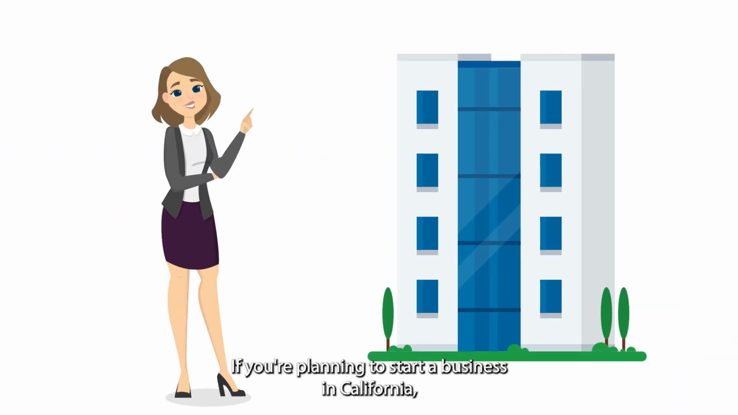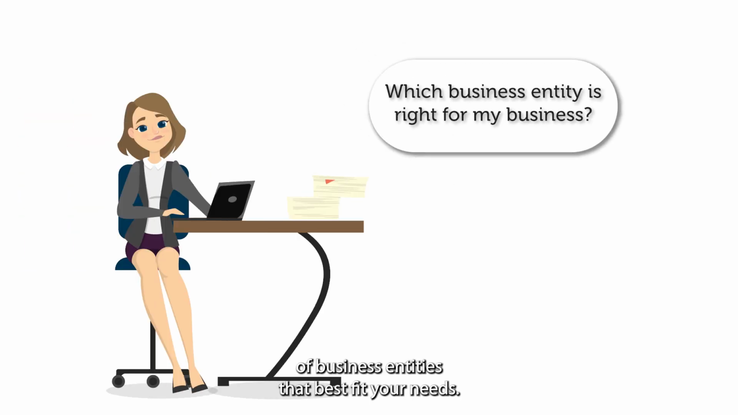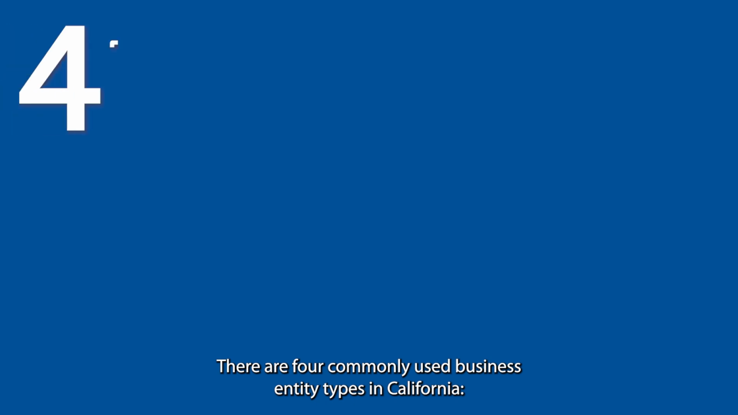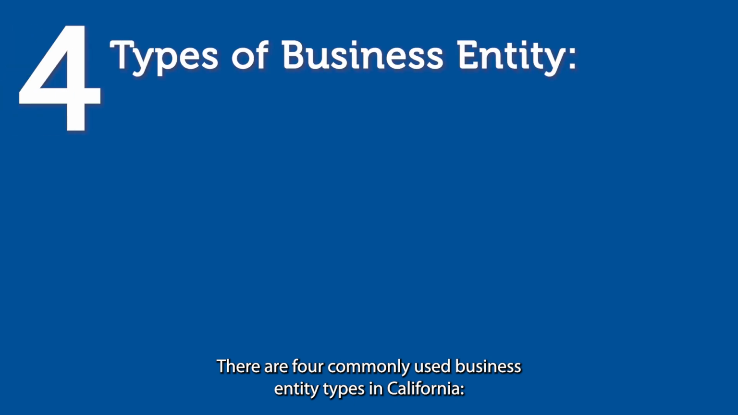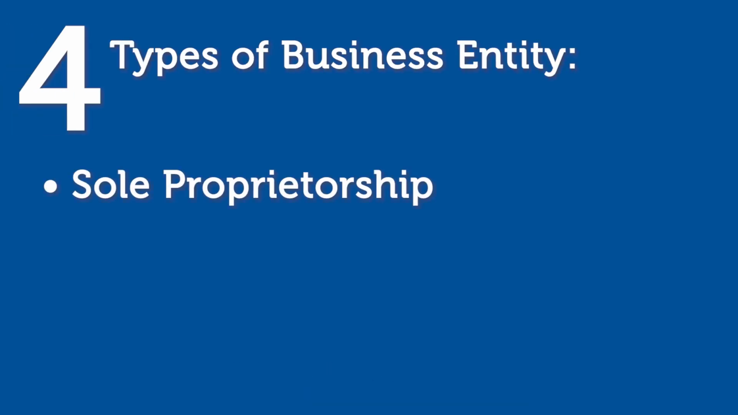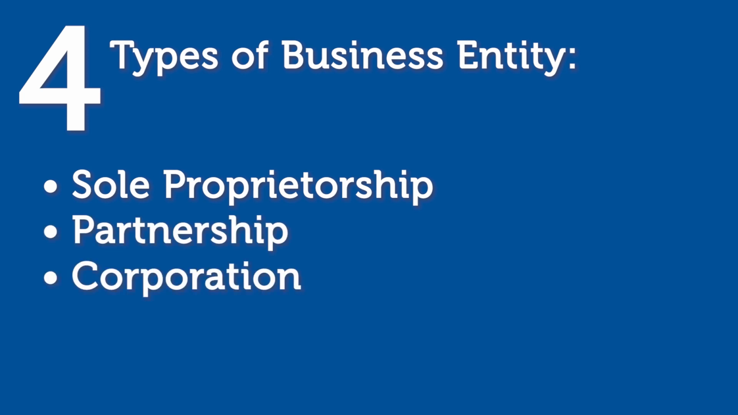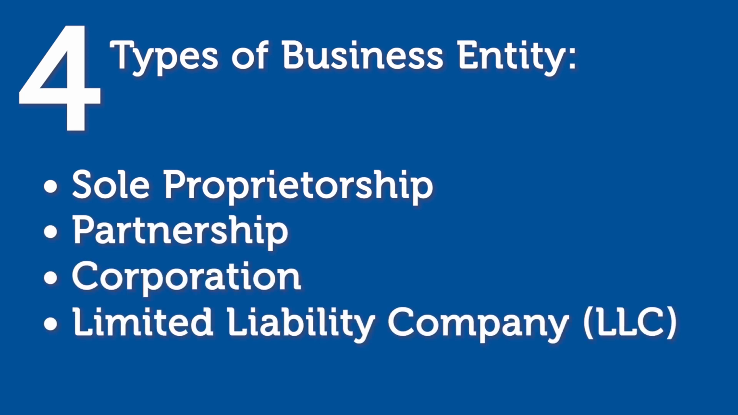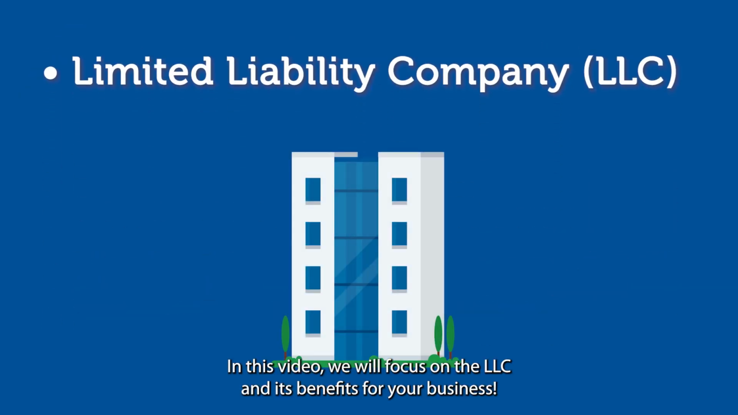If you're planning to start a business in California, you might be wondering about the different types of business entities that best fit your needs. There are four commonly used business entity types in California: sole proprietorship, partnership, corporation, and the limited liability company, or LLC. In this video, we will focus on the LLC and its benefits for your business.